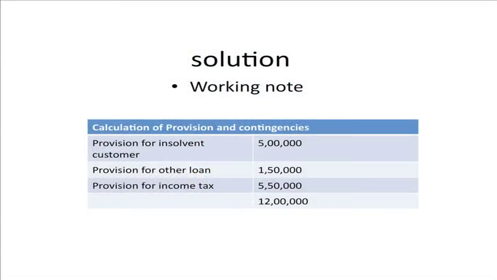Provision for other loans which is being suggested by the auditor, we need to prepare it, that is 1,50,000. Provision for income tax was given in the form of additional information for 5,50,000. Aggregating 5 lakh, 1,50,000 and 5,50,000, we are having provisions and contingencies total to be 12 lakh. It will be reflected in P&L.